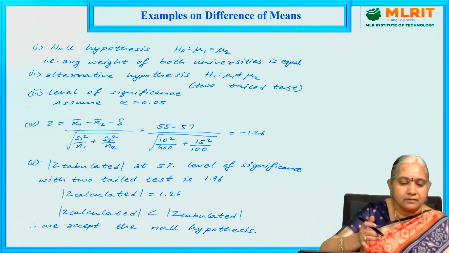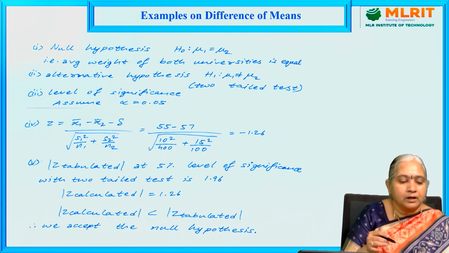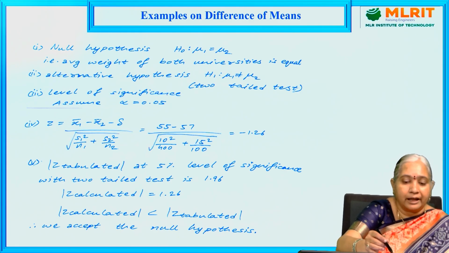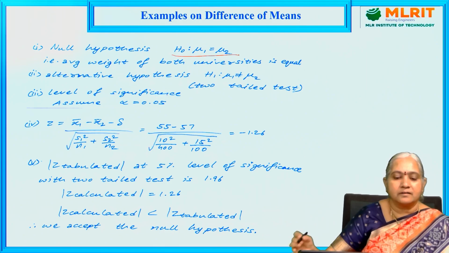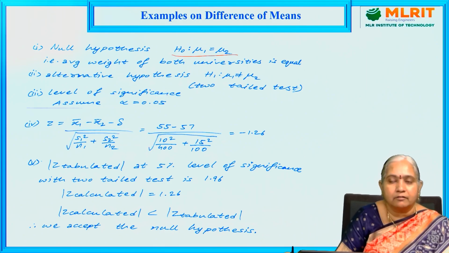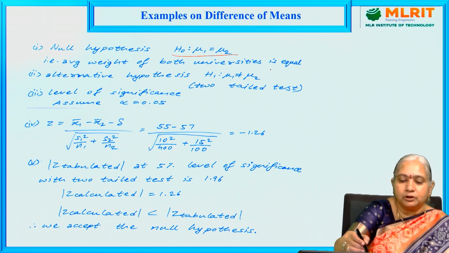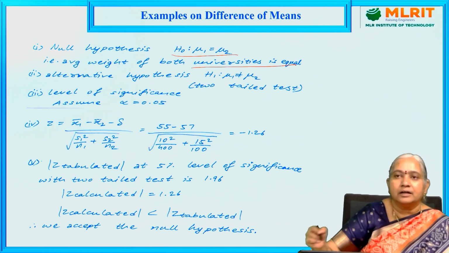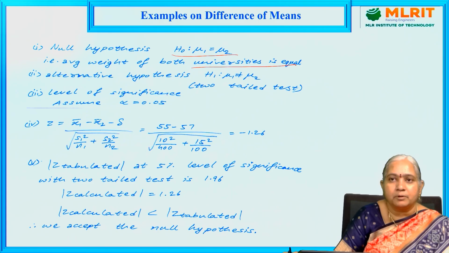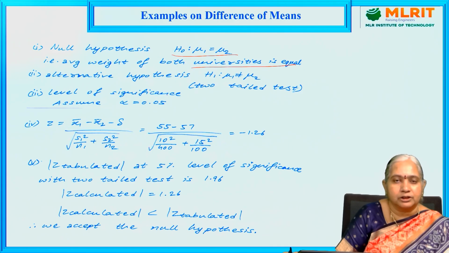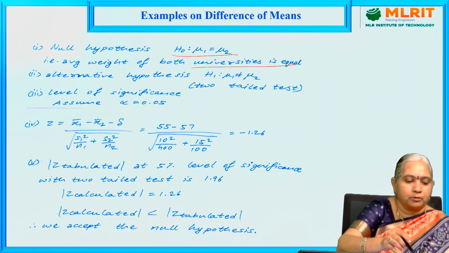Second step is hypothesis procedure. Here we have claimed that the null hypothesis H0 is mu1 equal to mu2. That is, the average weight of both universities are equal. There is no significant difference between the weights of the students from two universities. That is our null hypothesis.